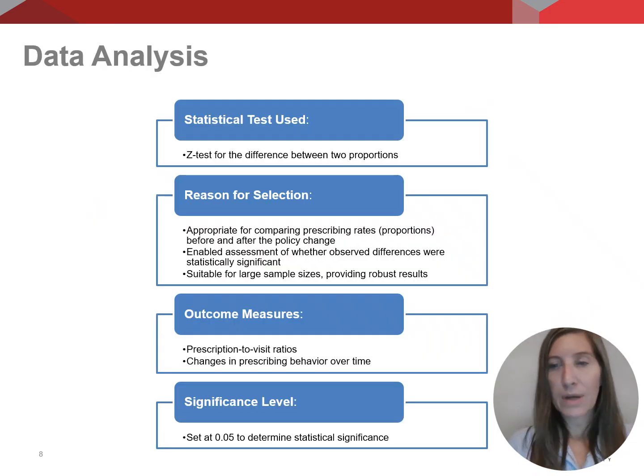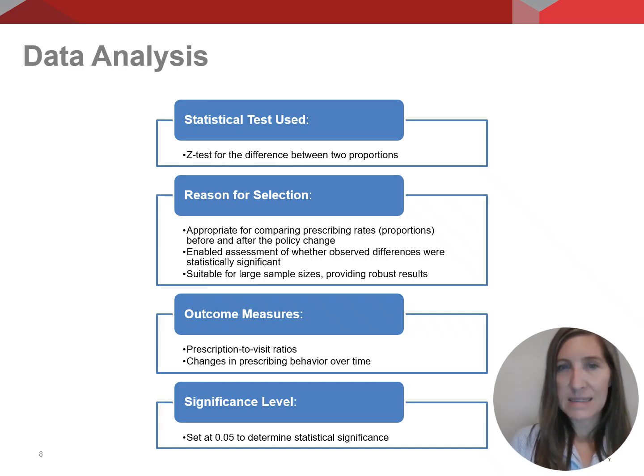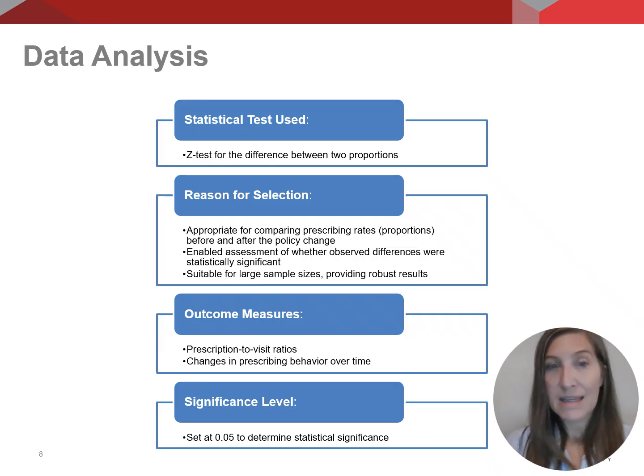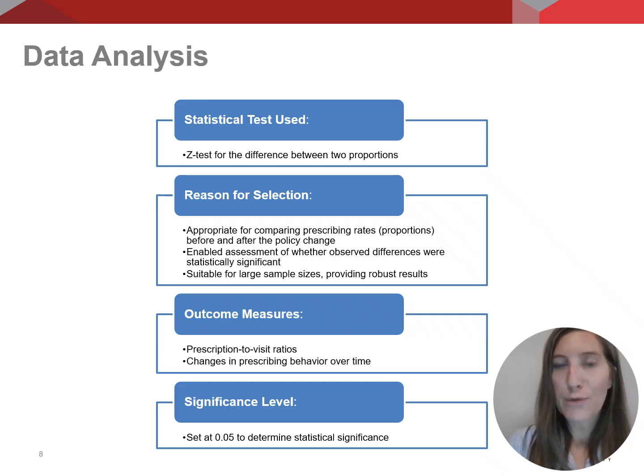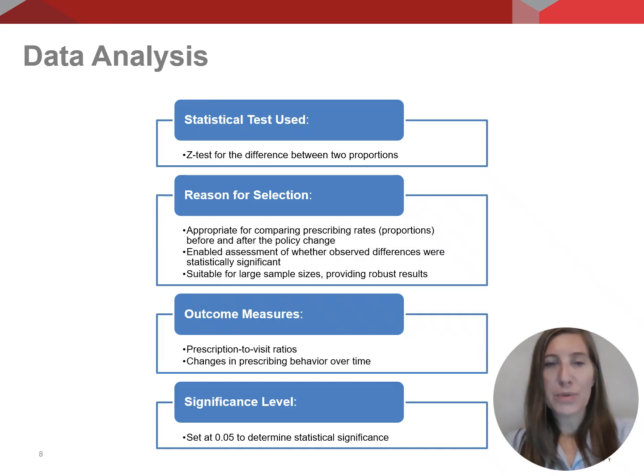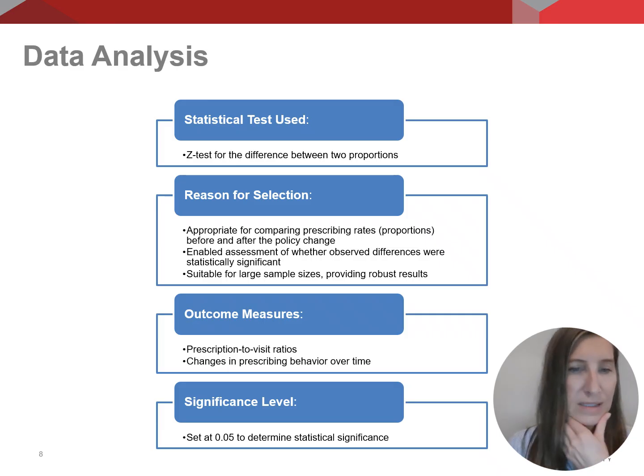Okay, and again, I know I already said this, but I used the z-test for the difference between 2 proportions. And the reason why, that's the most appropriate test for proportions. And I was looking at prescribing rates before and after the policy change and assessing whether or not there was a statistically significant difference in the prescribing rate to the patient visit. And this is just the test that was suitable for my large sample sizes because I had no idea. And the outcome measured, we were doing prescription to visit ratios and changes in prescribing behaviors over time, and the significance level was set at 0.05.